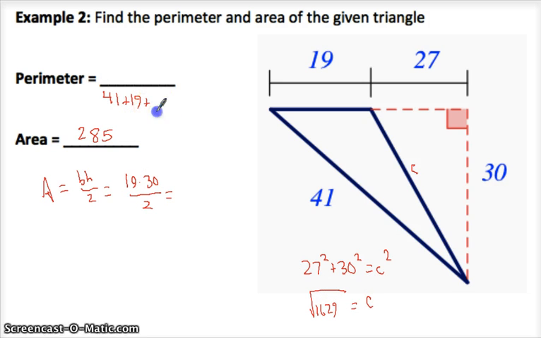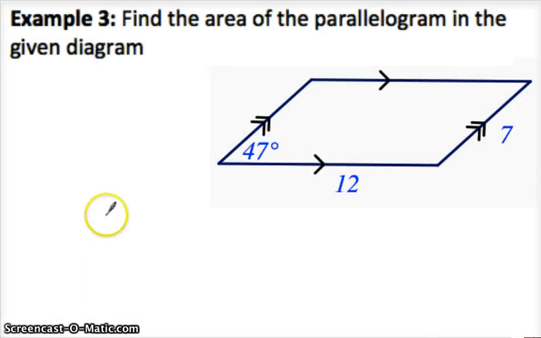I'll show you how to do this because we haven't done this in a while. 41 plus 19 is 60 plus the square root of 1,629. The total here is really close to 100, but this is the exact answer. You can leave it like that. Less calculator stuff to do.